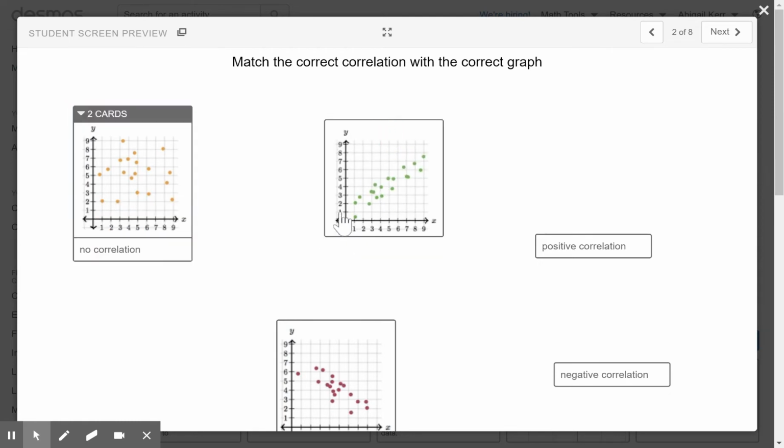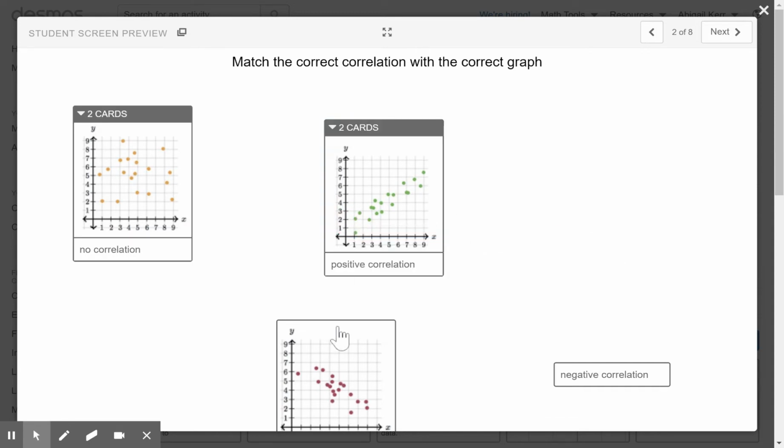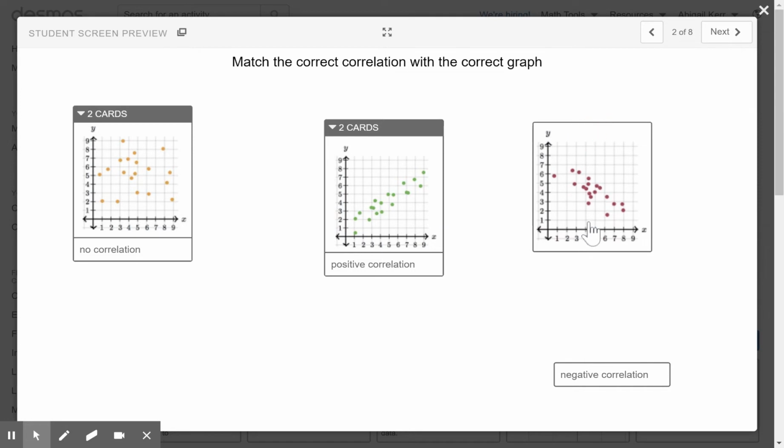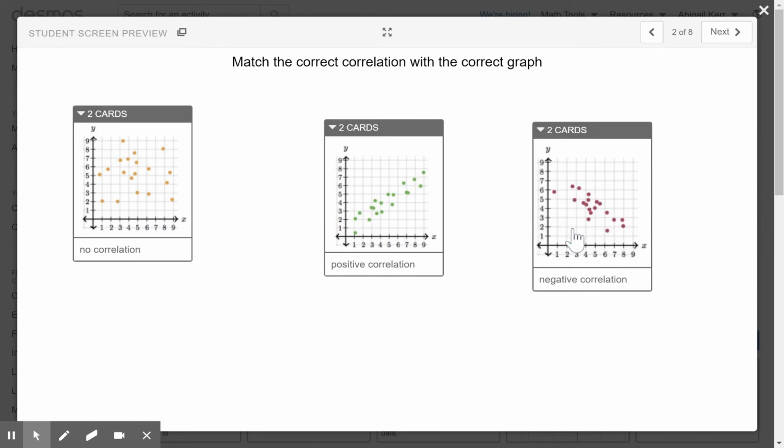Now notice my green data points are trending upwards. As the x's are getting bigger, so are the y's. Both things are increasing, so that's a positive. And then this dark red, purple color is trending downward. It looks like a negative slope, so that would be officially the negative correlation.